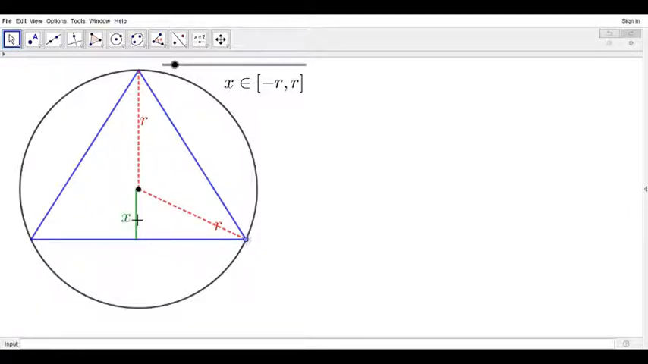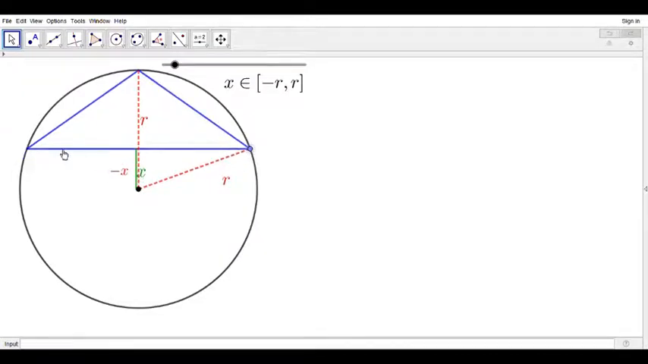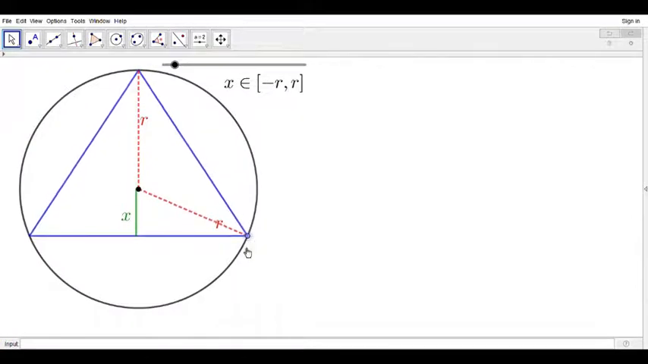So for example, if x is 1, then you're referring to the isosceles triangle such that the base is 1 unit below the center. But if x was negative 1, that would correspond to the isosceles triangle where the base is 1 unit above the center of the circle. Now we're going to use the same area formula. The area of this triangle is 1/2 base times height. From this figure, we see the height to be r plus x.